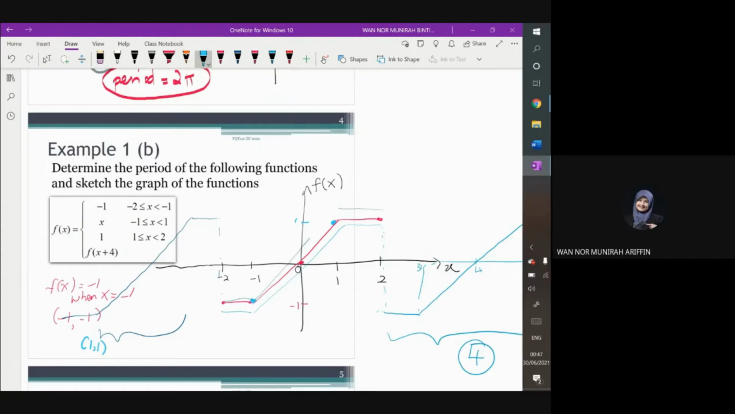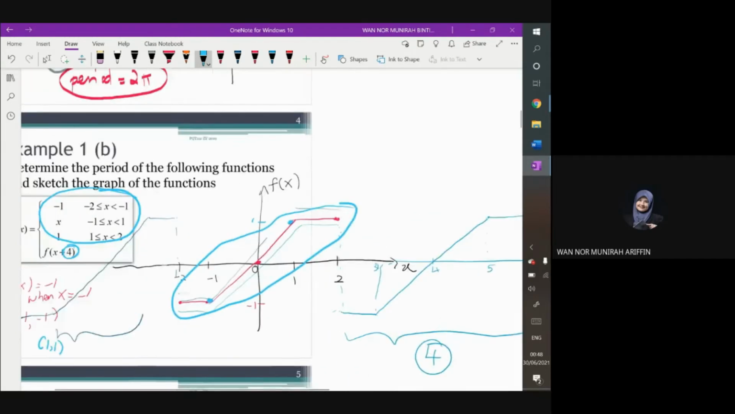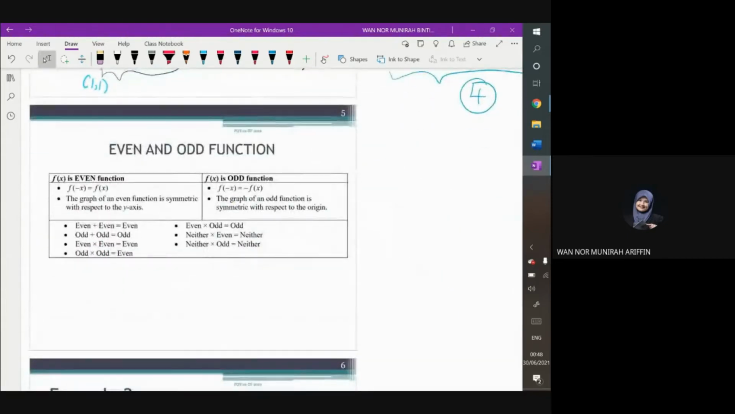So just write or sketch this one first according to the given function. Then duplicate the graph of your function, copying and pasting it according to the period, and then the shape. That is the way you can try to expand the function.